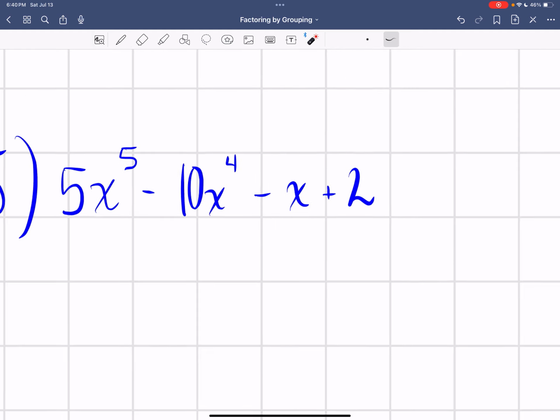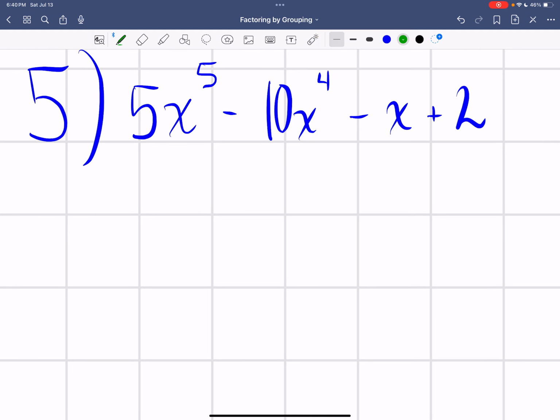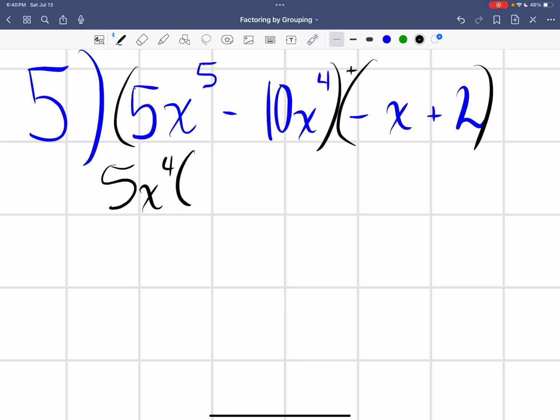One more example. So 4 terms, let's try grouping. First group, second group. Notice I'm careful to put my parentheses around this subtraction sign and adding a little plus sign just as a formality. What's the GCF of the first two terms, or of the first group? Well, that's going to be 5x to the fourth. What do we have left? X minus 2.